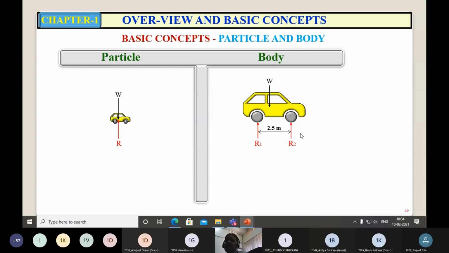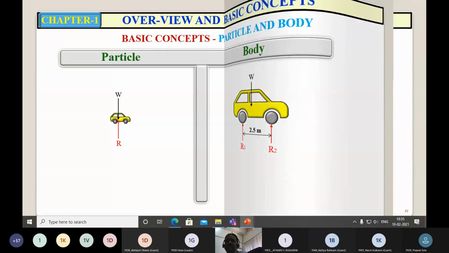Now, as I am considering the dimensions, the reactions offered by the road are R1, R2. Because R1 is the reaction from the rear wheels and R2 is the reaction from the front wheels. Am I right? As I am considering it as a body, means I am considering the dimensions of the body. Here I am neglecting the dimensions, here I am considering the dimensions. So in a particle, dimensions are neglected, whereas in a body, dimensions are considered.